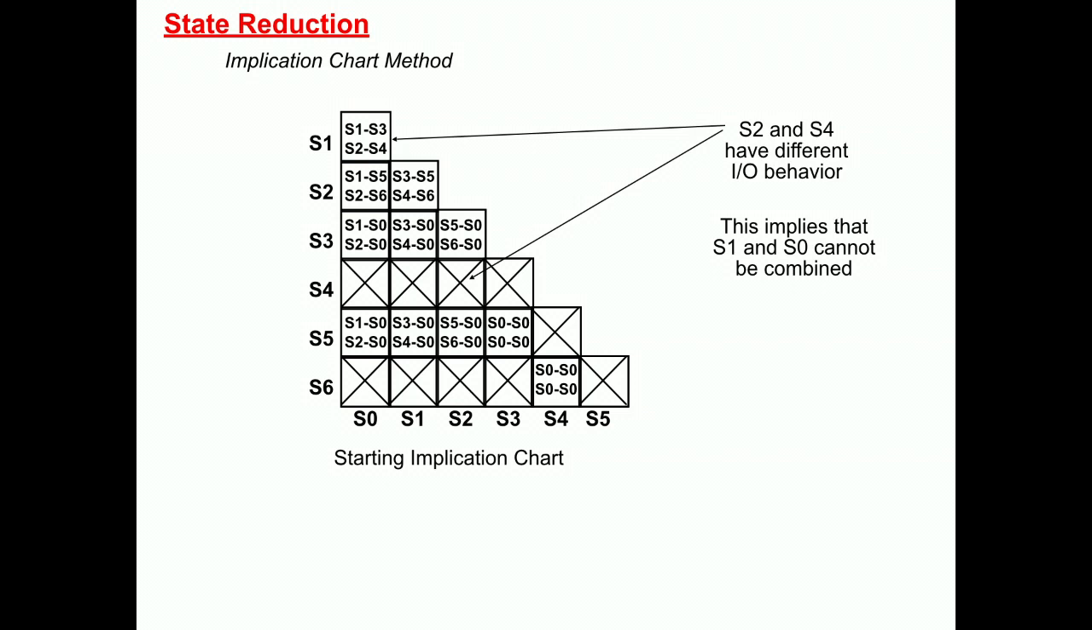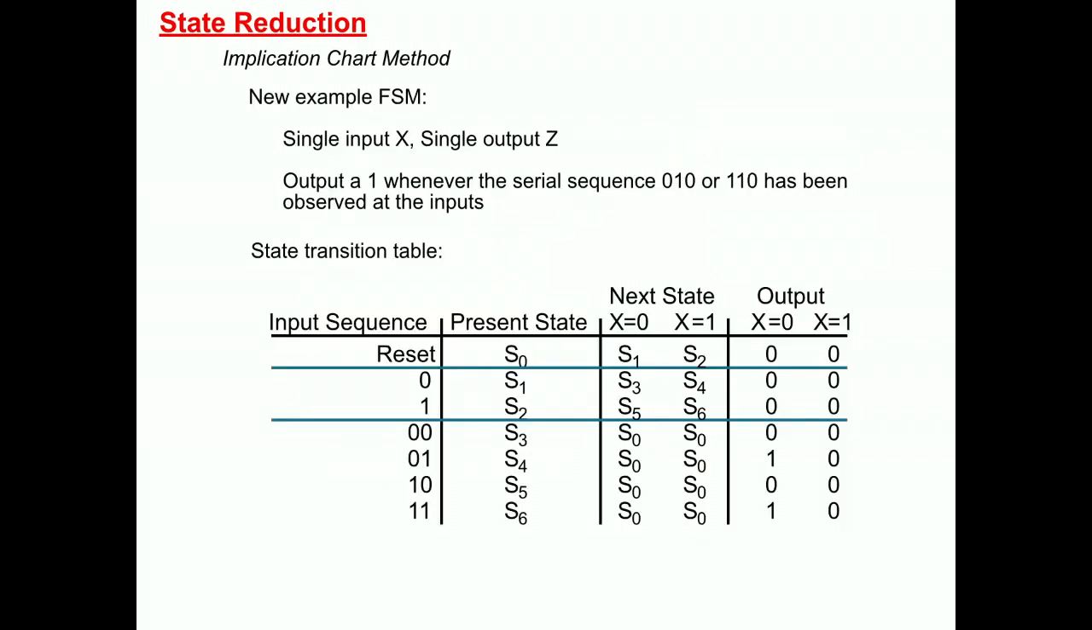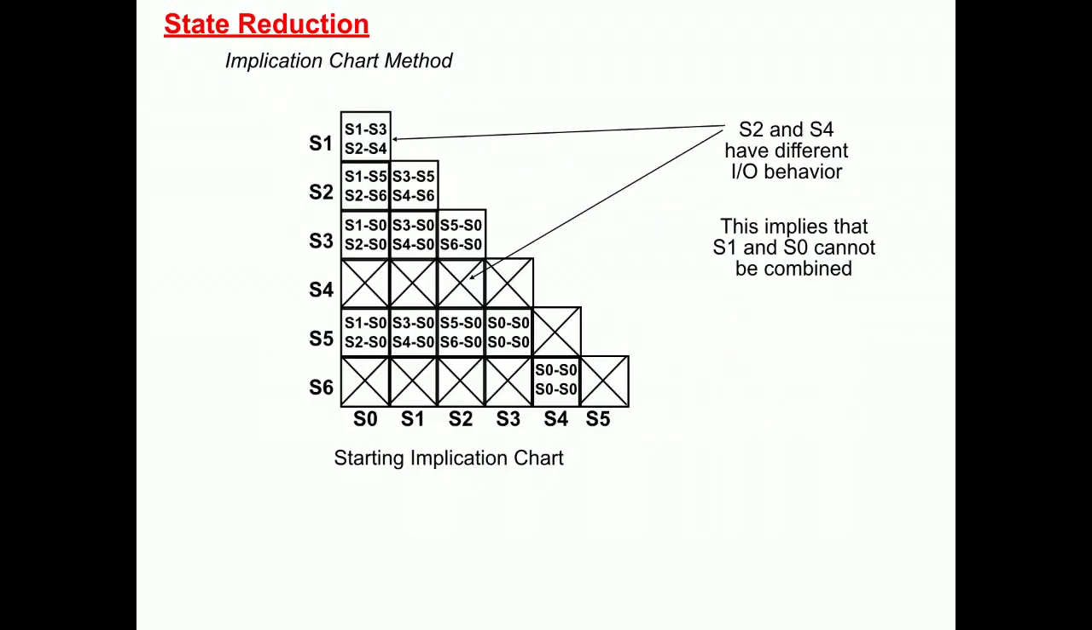All right, so we do that everywhere, but we put these X's in when they have different output behavior. For instance, S0 and S4, going back here, have different output behavior. So they can never be equivalent. That is the base case here. We can eliminate S0 and S4 as being equivalent right off the bat. And in fact, nothing could be equivalent to S4, because it has different output behavior than everything except for S6, where it has equivalent output behavior. But that also gives us all those X's. So that's the initial pass.